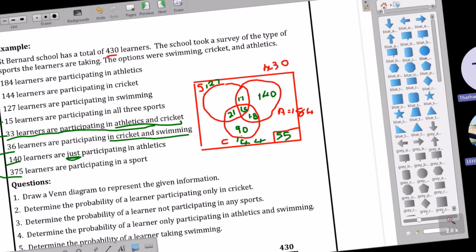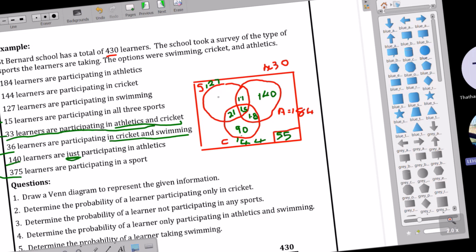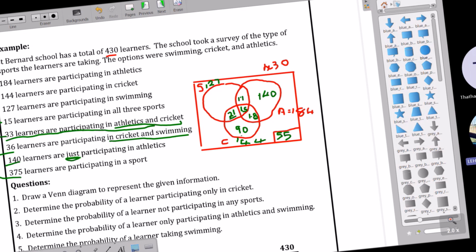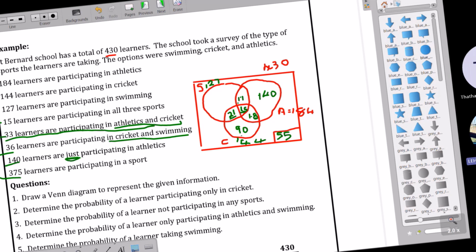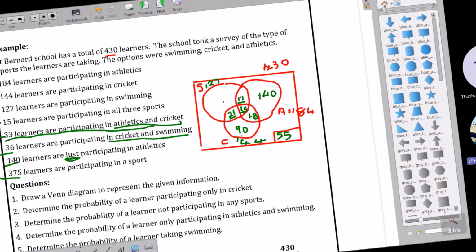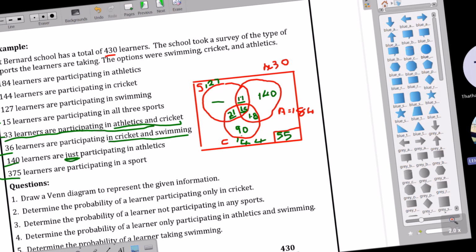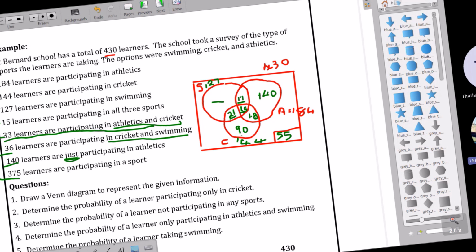Which means now the part of swimming is only those who are doing swimming only. We're having those who are doing swimming and cricket, those who are doing swimming, cricket, and athletics, those who are doing swimming and athletics. We are left with those who are doing swimming only here. So we have 21 plus 15 plus 11 plus unknown x equals 127. Let's find how many they are.